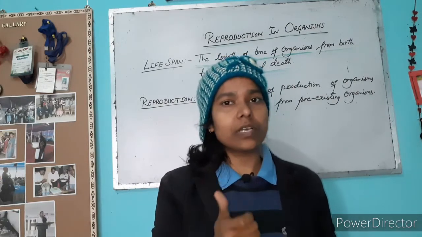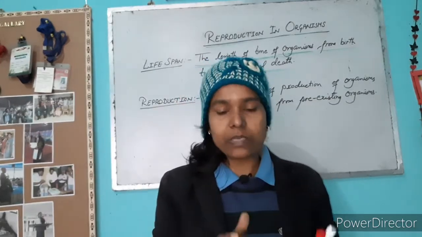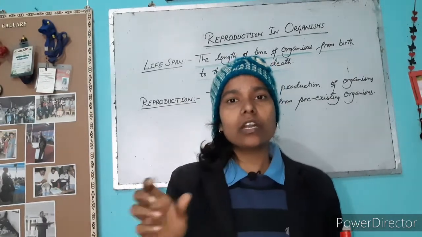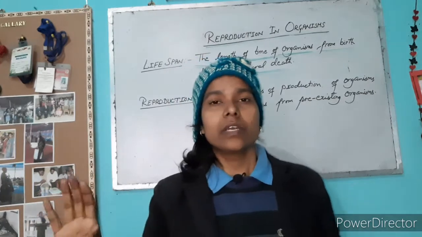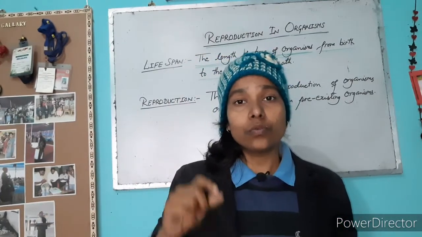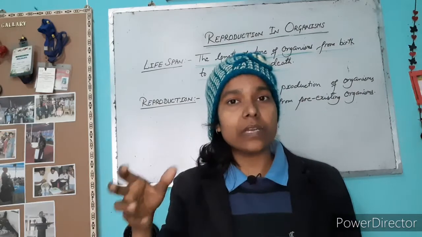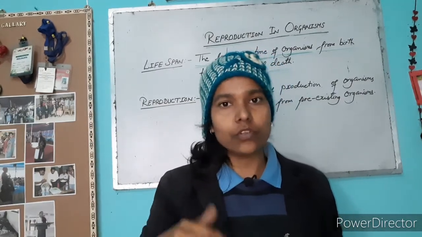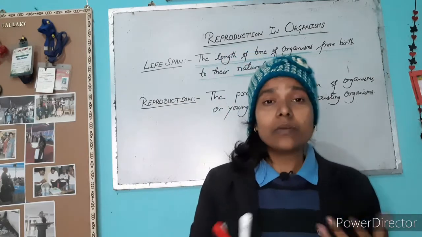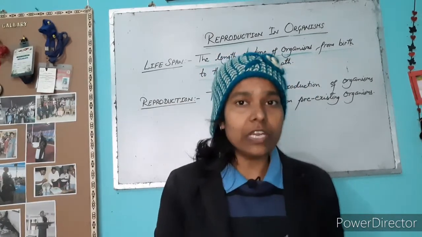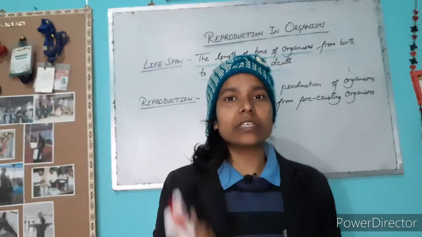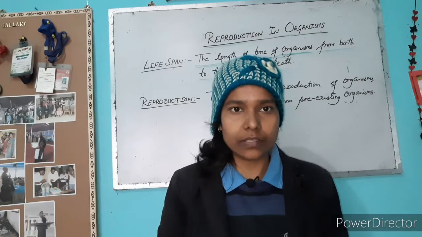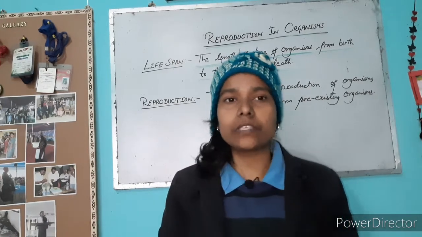So reproduction is needed for this purpose, and we need to learn about lifespan for this reason. All the organisms have different types of lifespan, and within their lifespan, all kinds of organisms reproduce offspring. Reproduction is needed because of the existence of the organism on earth, for the continuity of the species.